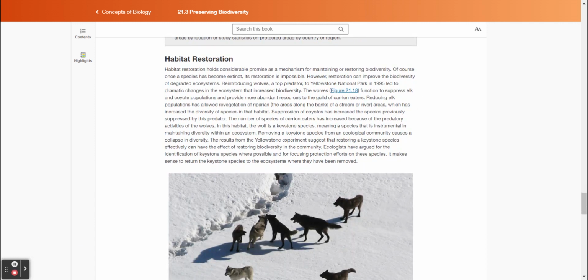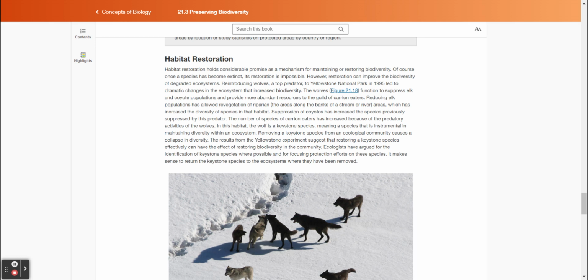Habitat restoration. Habitat restoration holds considerable promise as a mechanism for maintaining or restoring biodiversity. Of course, once a species has become extinct, its restoration is impossible. However, restoration can improve the biodiversity of degraded ecosystems.